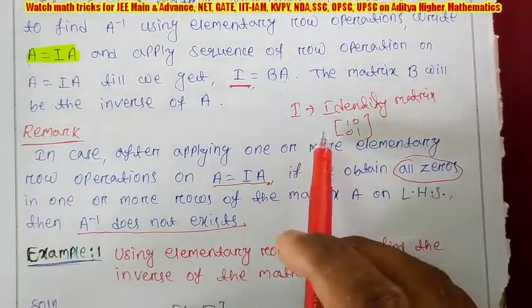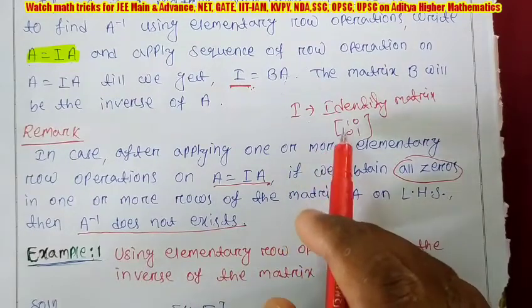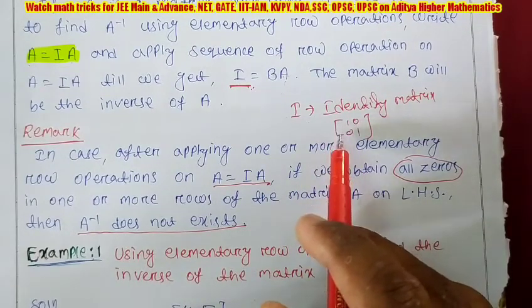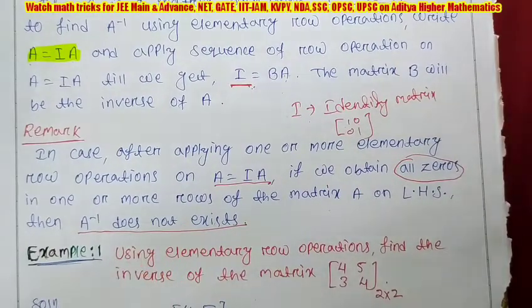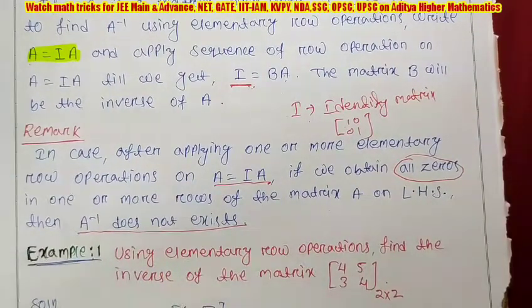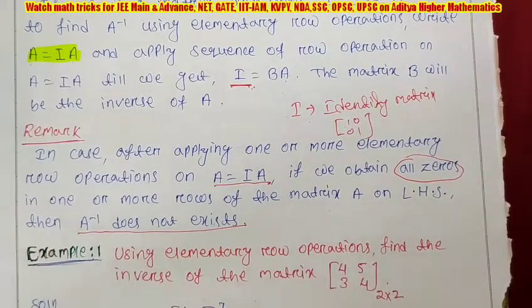Note that here we are taking only a 2 by 2 matrix, so it is the identity matrix of order 2: 1, 0, 0, 1. Remark: if after applying one or more elementary row operations on A equal to IA, we obtain all zeros in one or more rows of the matrix A on the left hand side, then A inverse does not exist. This is the condition where A inverse does not exist.